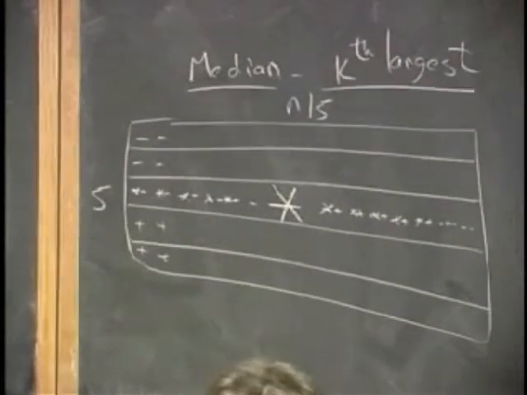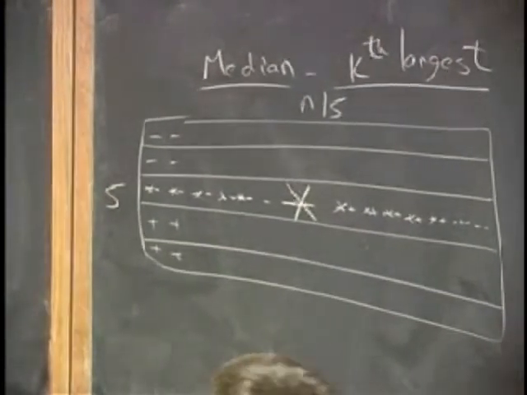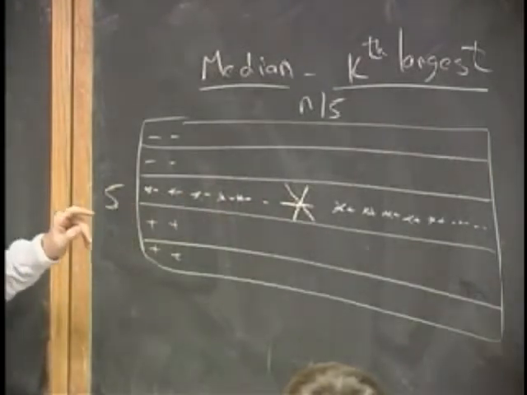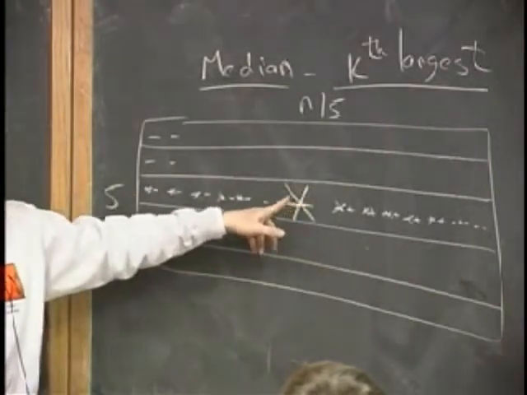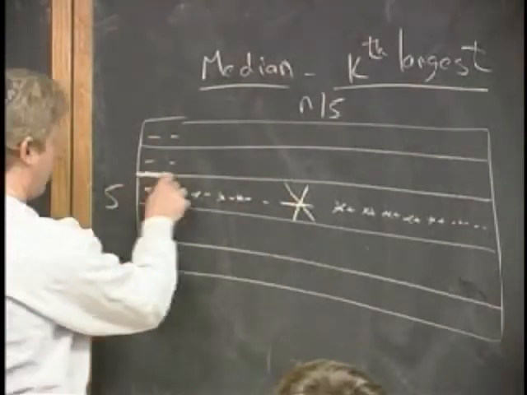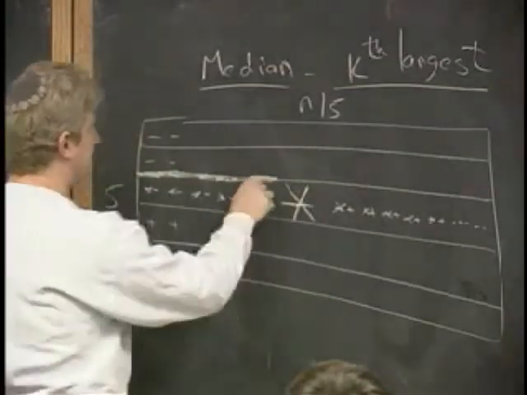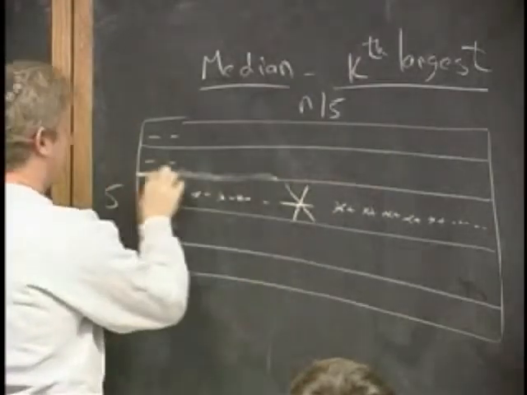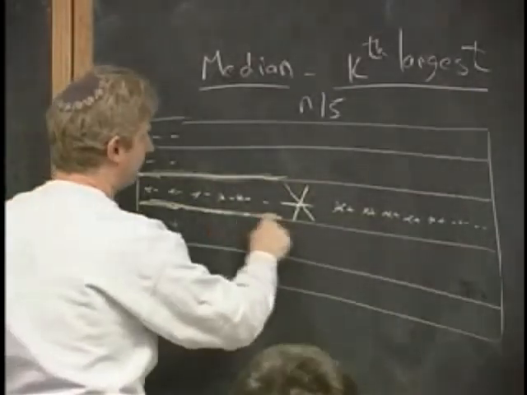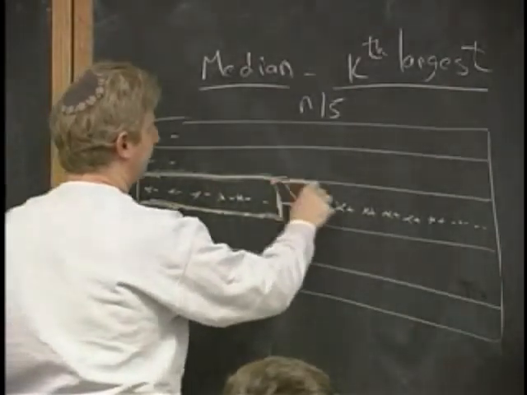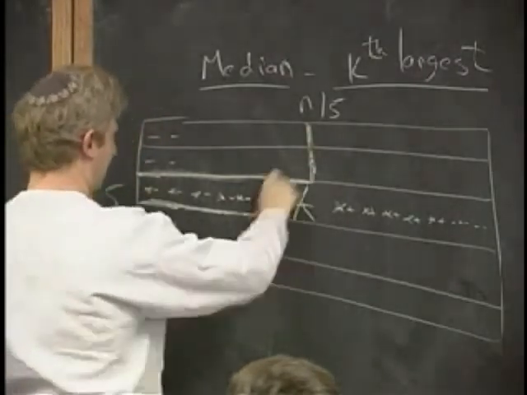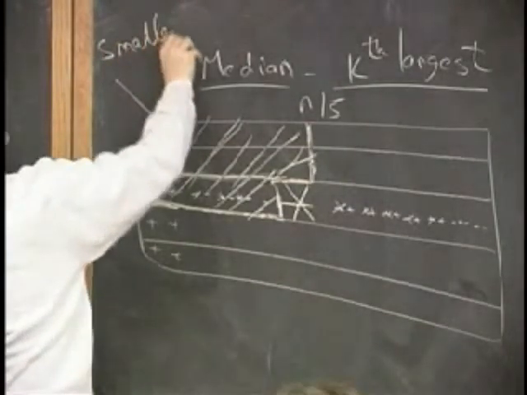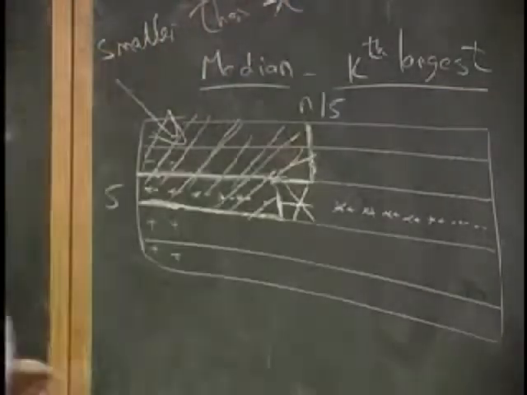So let's identify what section of this rectangle has numbers that are definitely smaller than this. And where are they? Smaller than this middle guy. North, west, right? Right, from here. Smaller than big star. Okay?